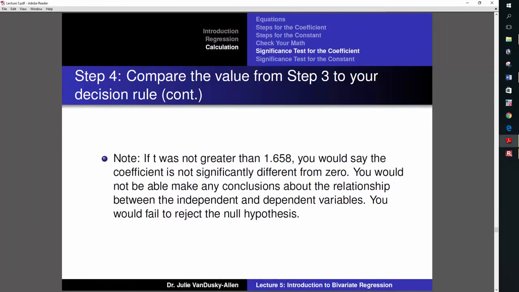Also note that if, in the test we just ran, the t-score we calculated was not greater than 1.658, then we would have said that the coefficient was not statistically different from 0. We would have said that we could not draw any conclusions about the relationship between the independent and dependent variables. In this case, it is possible that the coefficient is 0 or greater than 0. We simply do not know. In other words, it's possible that the independent variable affects the dependent variable or does not affect it at all. We simply do not know. We would fail to reject the null hypothesis that the coefficient is equal to 0.